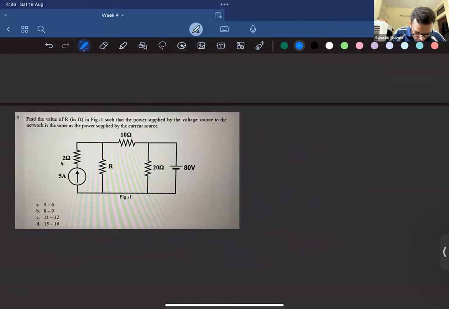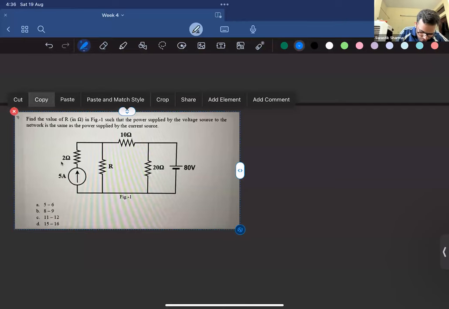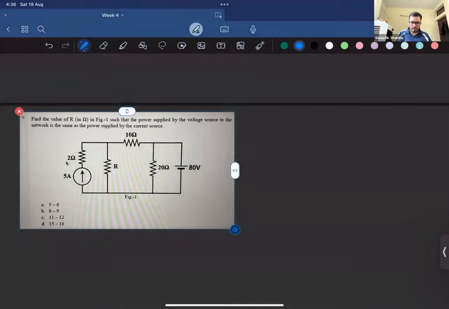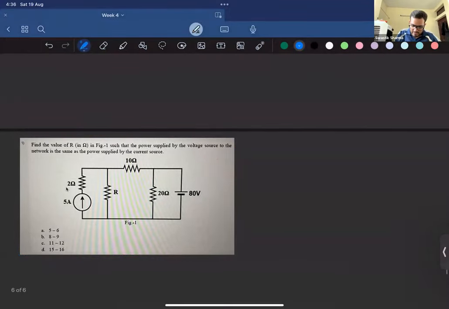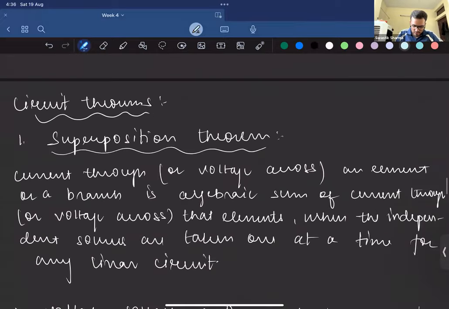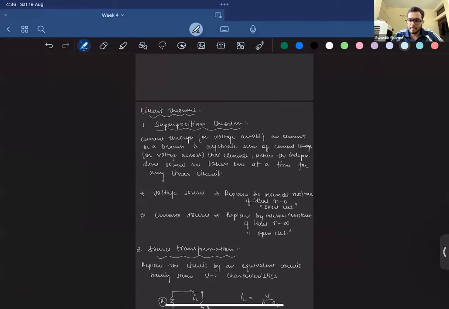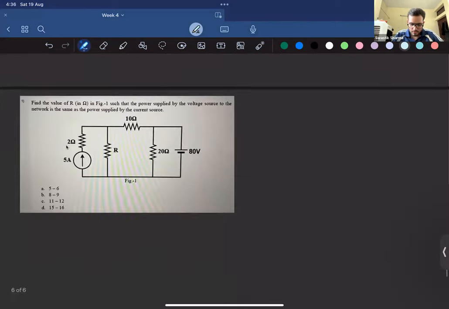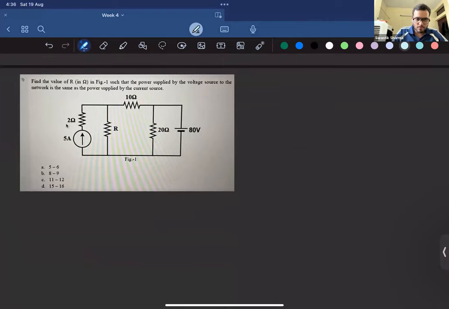Okay. Now, can anyone tell me, what's the question saying? It's saying that we need to find the value of R such that the power supplied by the voltage source and the power supplied by the current source is the same. So anyone who knows how I can solve this question? First of all, any trouble understanding this whole exercise that we went through of circuit theorems? Any questions, anything? Okay, since there are no questions, can anyone tell me how I can solve this question? You must have looked at your week 4 quiz, there you have a similar question. Anyone?